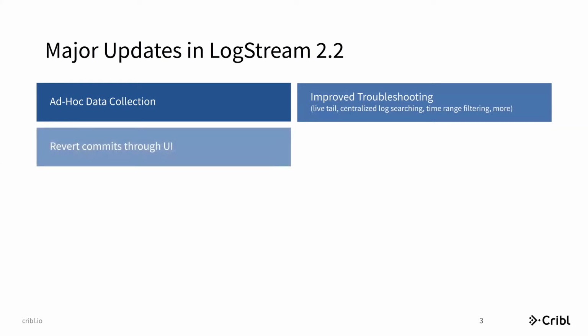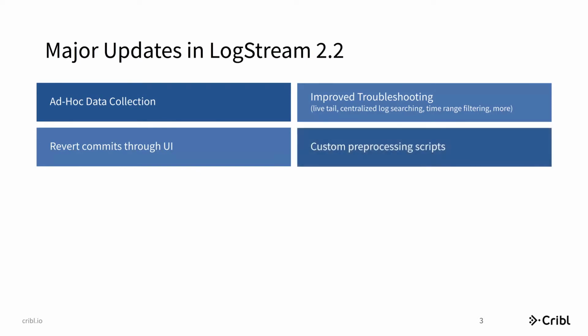We've added support for reverting commits through the UI. That was a very popular end user request. Hey, I can make a commit, how do I revert? In 2.1 and before, it was, go to the command line and run a git revert. We've now added that support inside of the user experience.